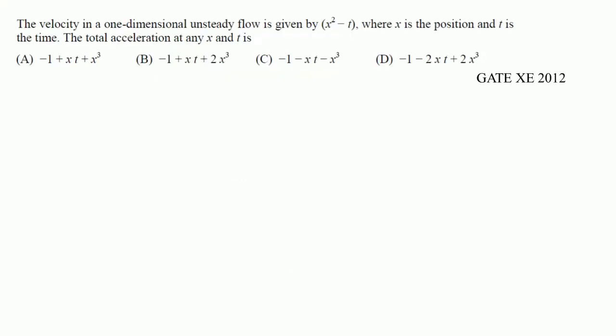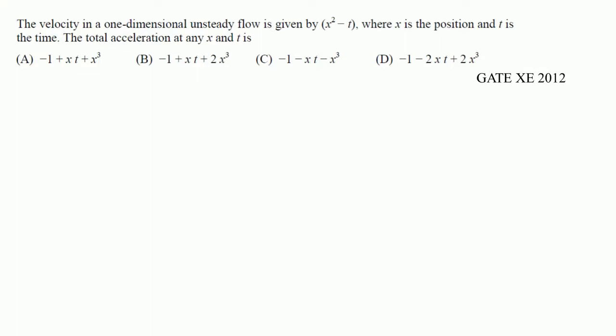This problem has appeared in GATE XE 2012. The problem is like this. The velocity in a one-dimensional unsteady flow is given by x square minus t, where x is the position and t is the time. The total acceleration at any x and t is given by.